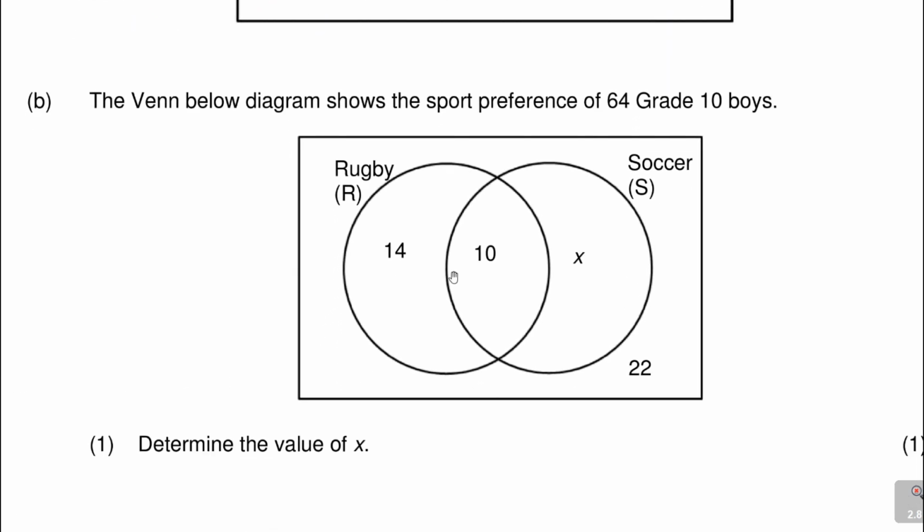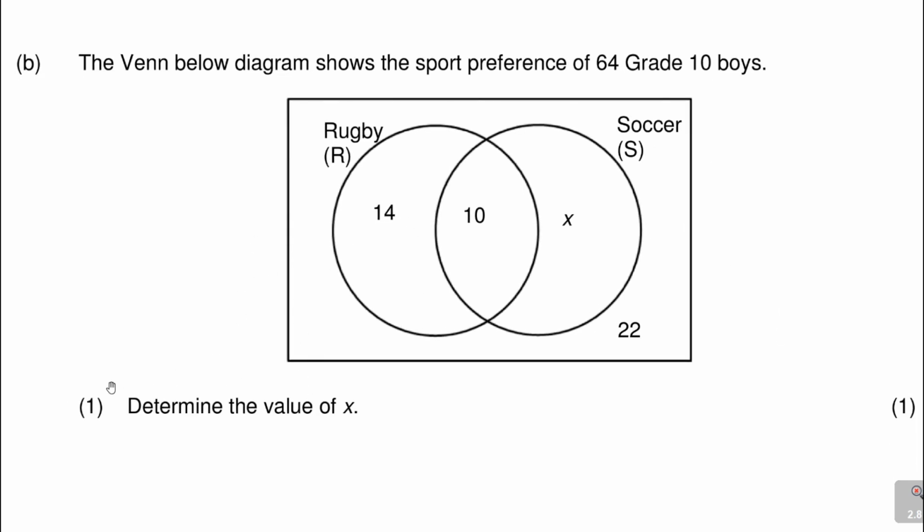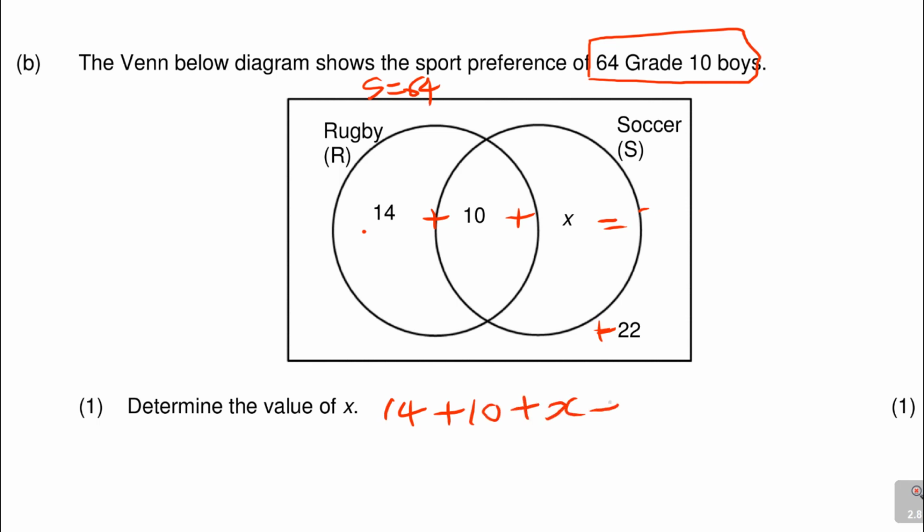Alright. And then B says the Venn diagram below shows the sport preference of 64 grade 10 boys. It's 1 mark. Determine the value of X. So here, when you're determining the value of X, what you simply do, they're saying 64 boys, grade 10. So in total, S is equal to 64 here. Are you with me? So you just add these numbers. Then they must give us, okay, plus, plus, plus, plus. Let's not forget that. So what do we have? We have got 14 plus 10 plus X plus 22. Everything you add, it must give us what? 64. Are you with me?